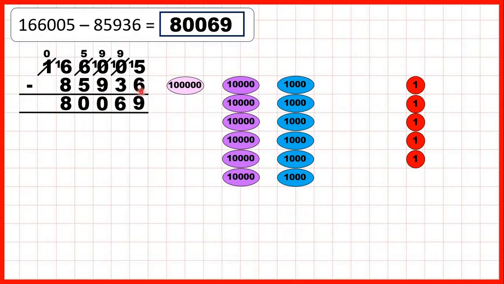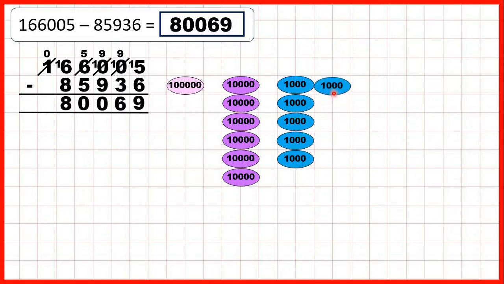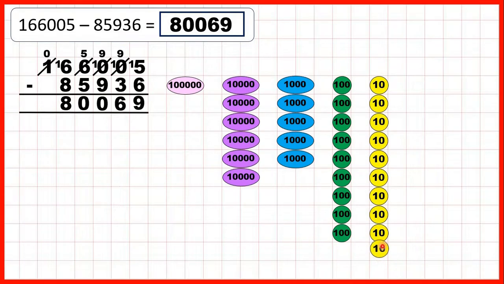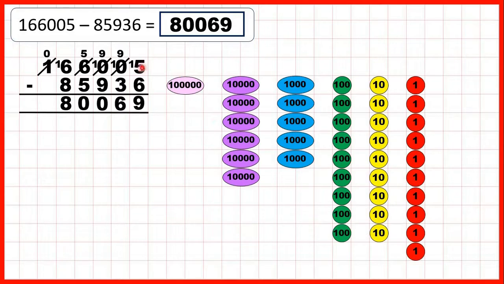First, we needed to subtract 6 ones. We can subtract 5 ones, but then to subtract a 6th one, first we need to exchange one of our 1,000 counters for 10 hundreds. Then we can take one of our hundreds and exchange that for 10 tens, and then we can take one of our tens and exchange that for 10 ones. Remember, we've already subtracted 5 ones, so to subtract 6 ones, we need to just subtract one more one, and that means that we have 9 ones in our answer. But notice, because we exchanged, we now have only 5 thousands, 9 hundreds, and 9 tens.